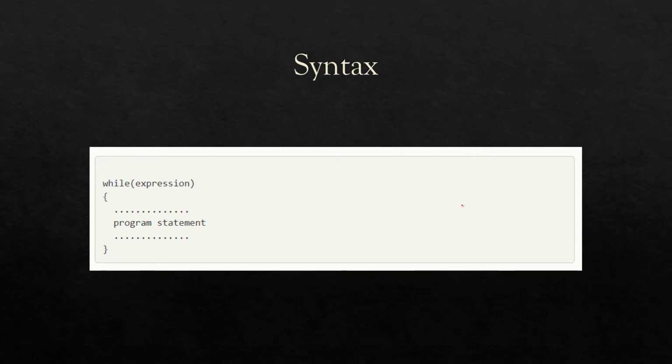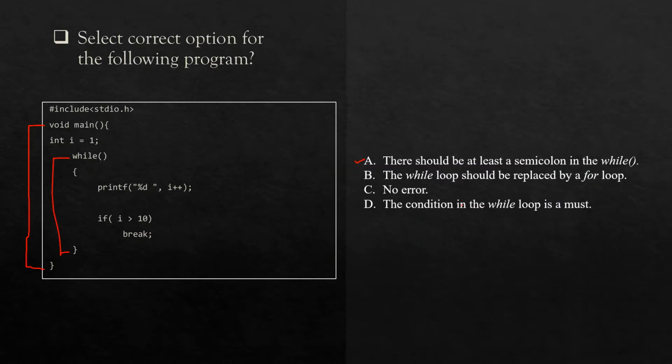So within the bracket of the while, we have to give any expression. It may be any true statement or it may be any false statement, but we have to give something within this expression. And after in the body part of this while loop, we have to specify the statement or the code we want to execute. So you can see from this code that we don't have any expression inside the while loop. That means it will give the syntax error in this code.